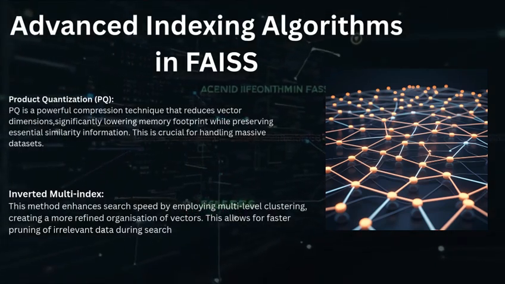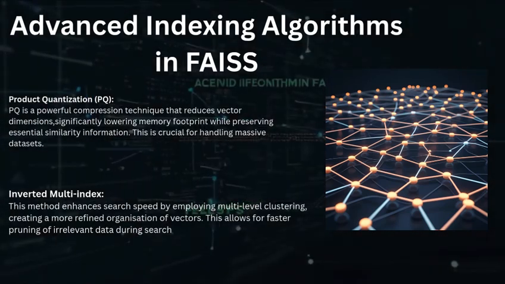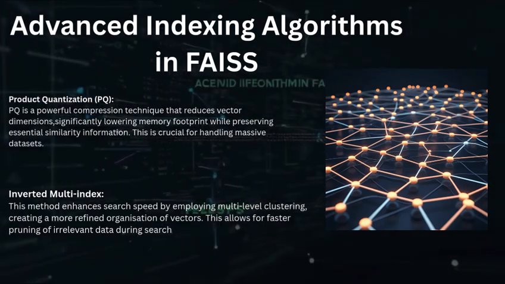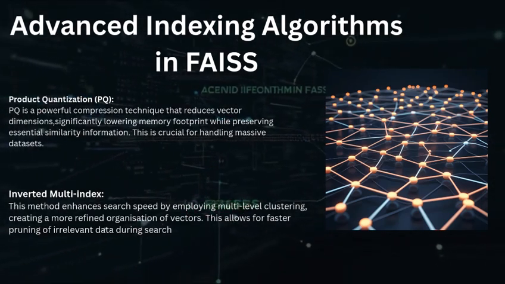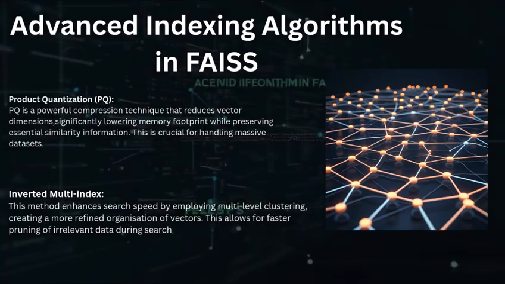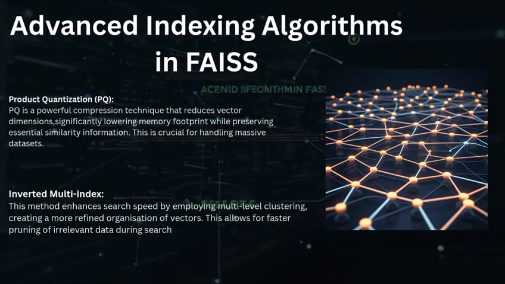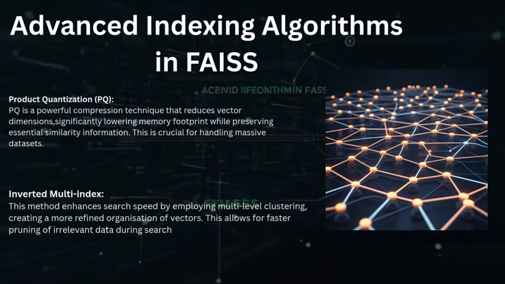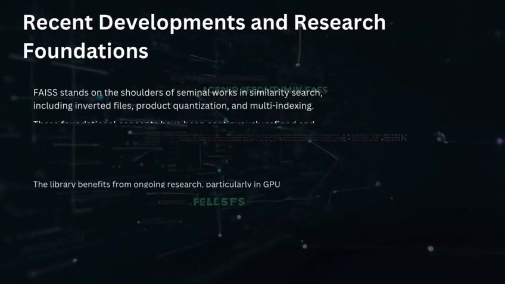Another advanced method is the inverted multi-index. This technique clusters data into multiple levels, like organizing a large clothing store into departments, shelves, and racks. When a search is made, only relevant clusters are scanned, drastically reducing time and irrelevant results. It makes searching faster by eliminating most of the noise early.